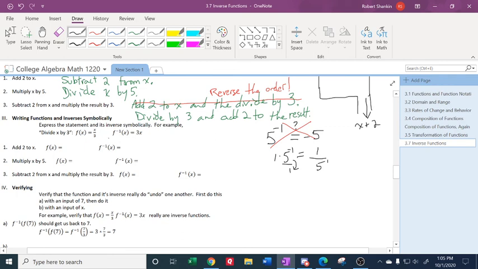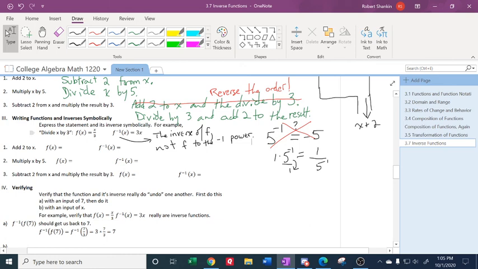Now this f to the -1 does not mean f to the -1 power, and we don't read it that way. We read this as f inverse. Not f to the -1 power. It doesn't mean reciprocate it, bring it down to the denominator, which is what we wound up doing for 5 to the -1. It doesn't mean that. It means the inverse function.